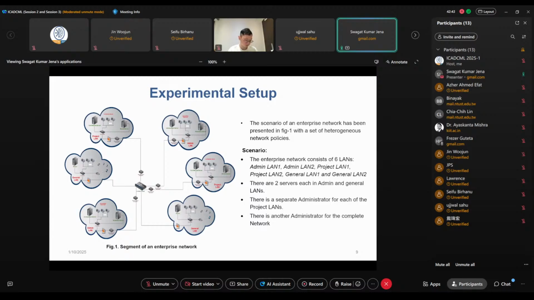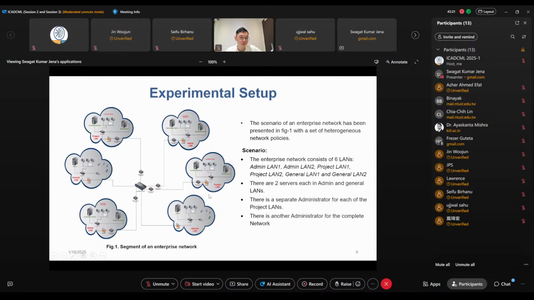So this is our experimental setup where we took 5 local area networks, and we tried to implement heterogeneous network policies. Here we have, say, an organizational LAN, and there are an admin LAN 1, admin LAN 2, project LAN 1, project LAN 2, and general LANs. There are 2 general LANs, and within the admin and general LANs there are 2 servers. There is a separate administrator for each of the project LANs, and there is another administrator for the complete network.